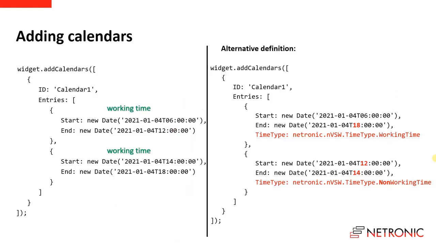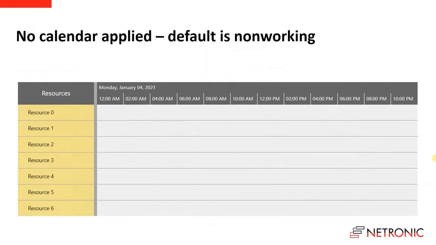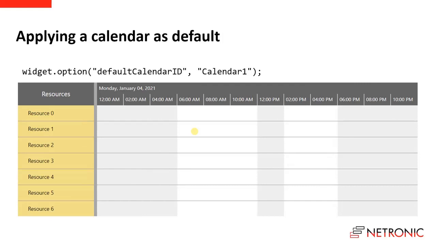Now let's see how the calendars are displayed in the Visual Scheduling Widget. As I mentioned before, the default of the widget is non-working time. And here we see the resources view of the Gantt widget with some resources. And we see the light gray background in the diagram part. This light gray background indicates that at the moment there's non-working time, and this is because no calendar is applied. Now we can apply the calendar we have just defined by the widget option default calendar ID.